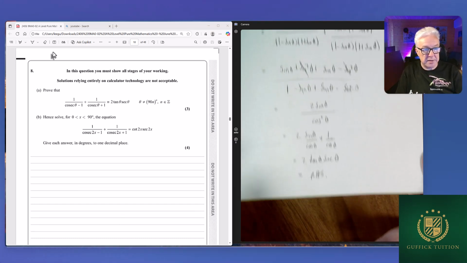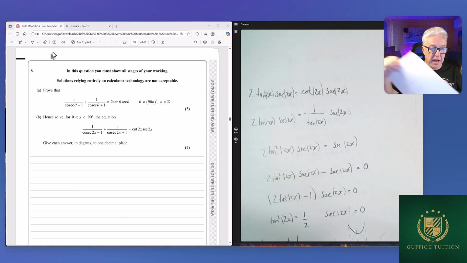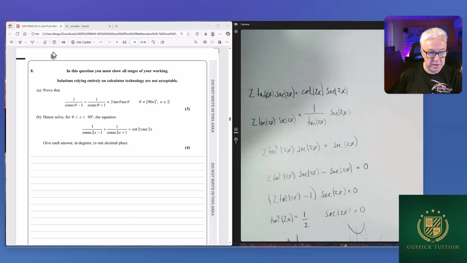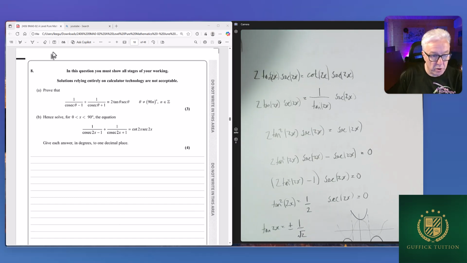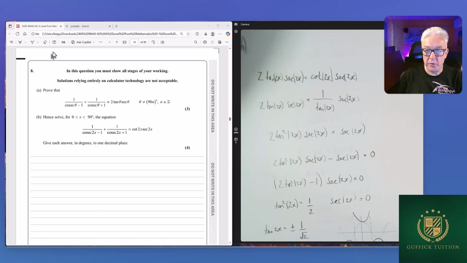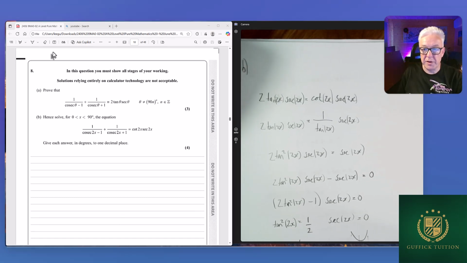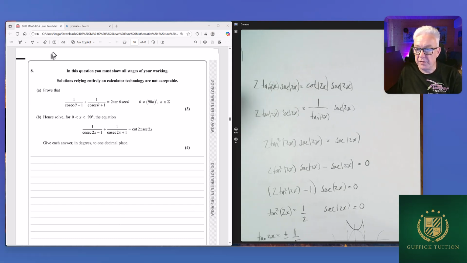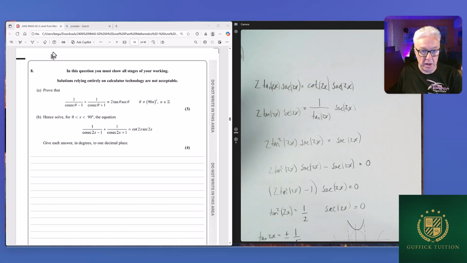Part B, hence solve for x, for x between 90 and 0, the equation 1 over cosec 2x minus 1 add 1 over cosec 2x add 1 equals cot 2x sec 2x. So what we've always got to do in these questions is look for the link that connects part A and part B. Okay, so we're looking for the link connecting the 2 parts.